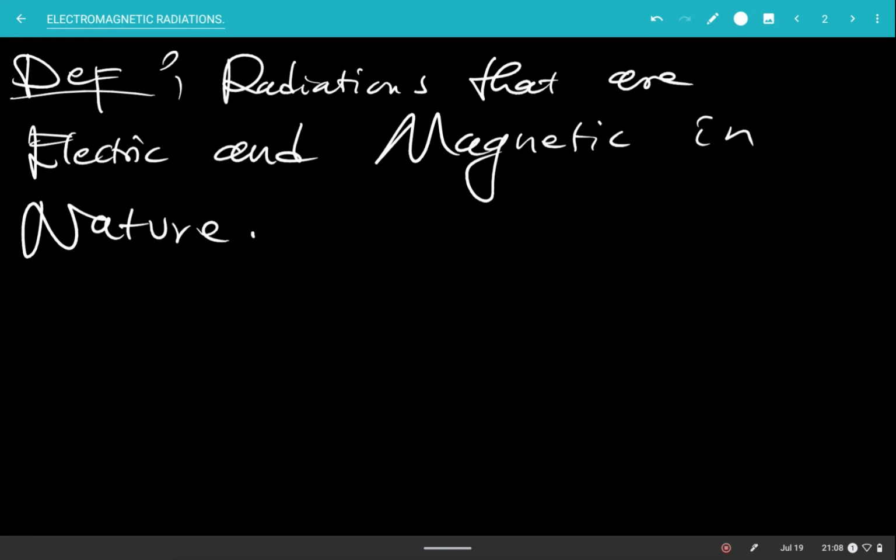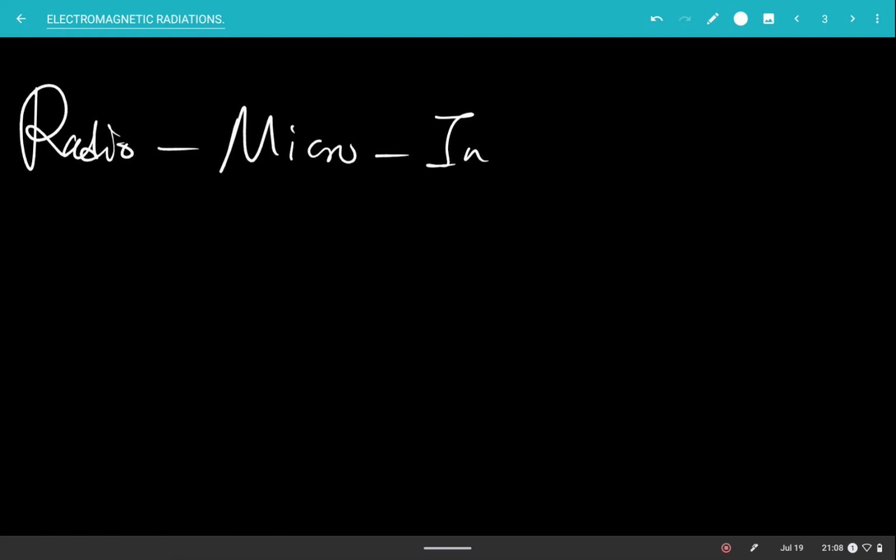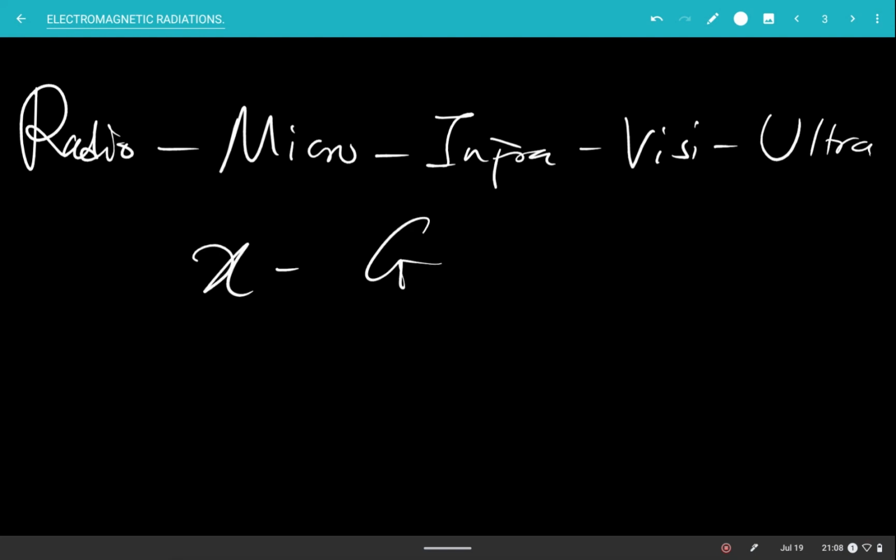There are about 7 electromagnetic radiations that we need to know. There's a shorthand system that we use to remember these. It might sound a bit funny, but with time, you'll realize that it's quite important. So, you start with radio, go to micro, then infra, VZ, ultra, X, gamma.